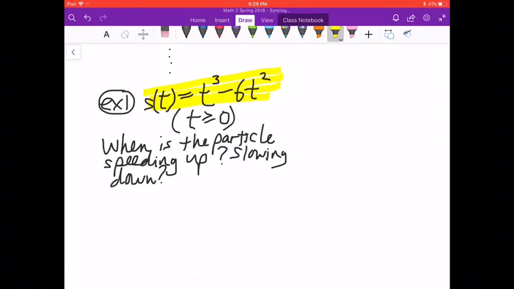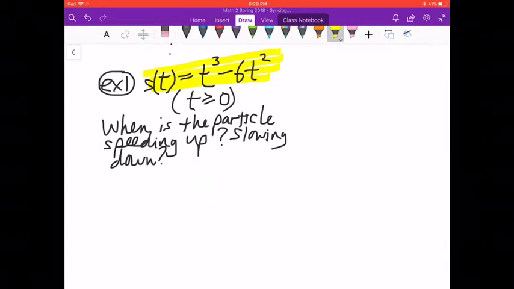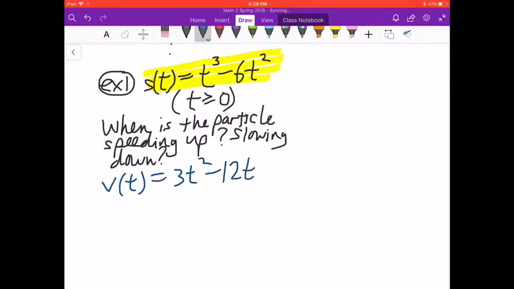We need to basically find the velocity and the acceleration and find out when those two functions have the same sign. So I'm going to go ahead and slide this up, and we'll start with velocity. How about in some blue? So the velocity, remember, is always just the derivative of the position function. So that would be 3t squared minus 12t. And then for the acceleration, that would be the derivative of velocity, which will be 6t minus 12.